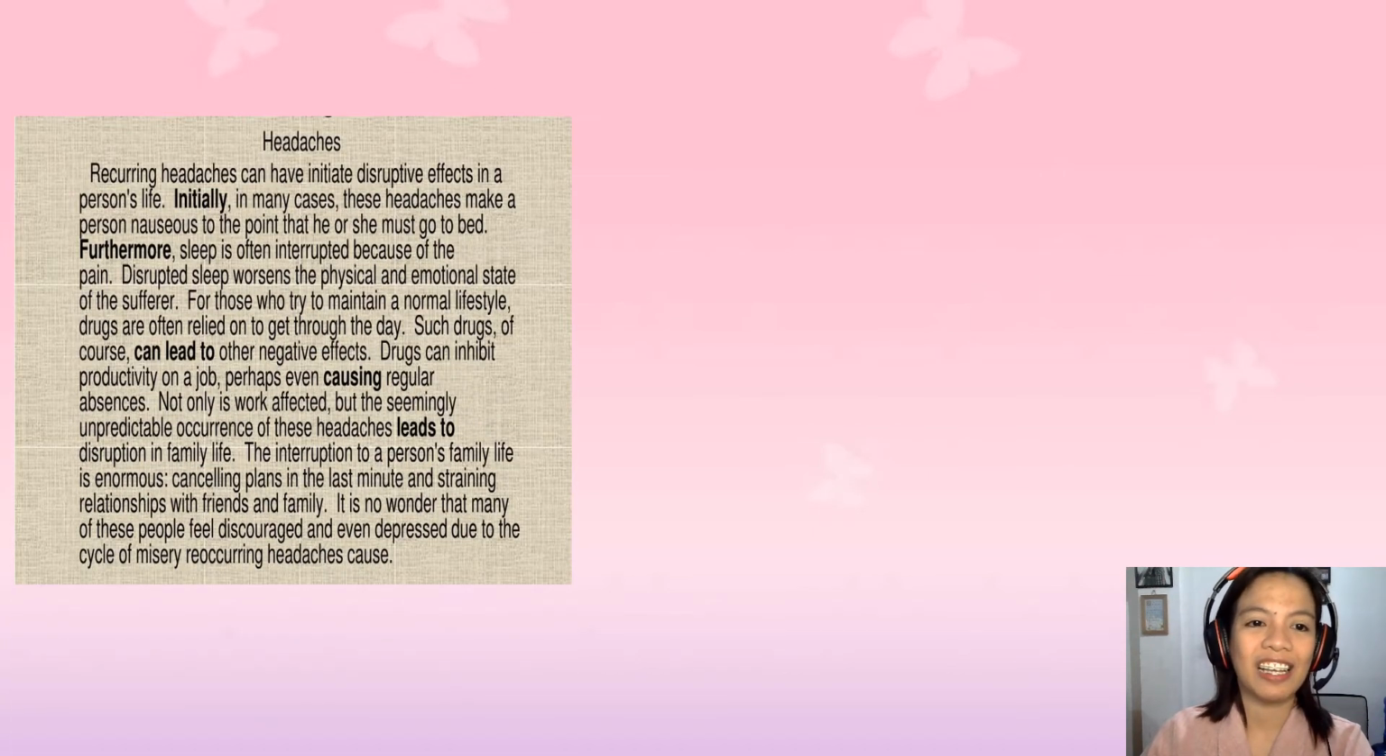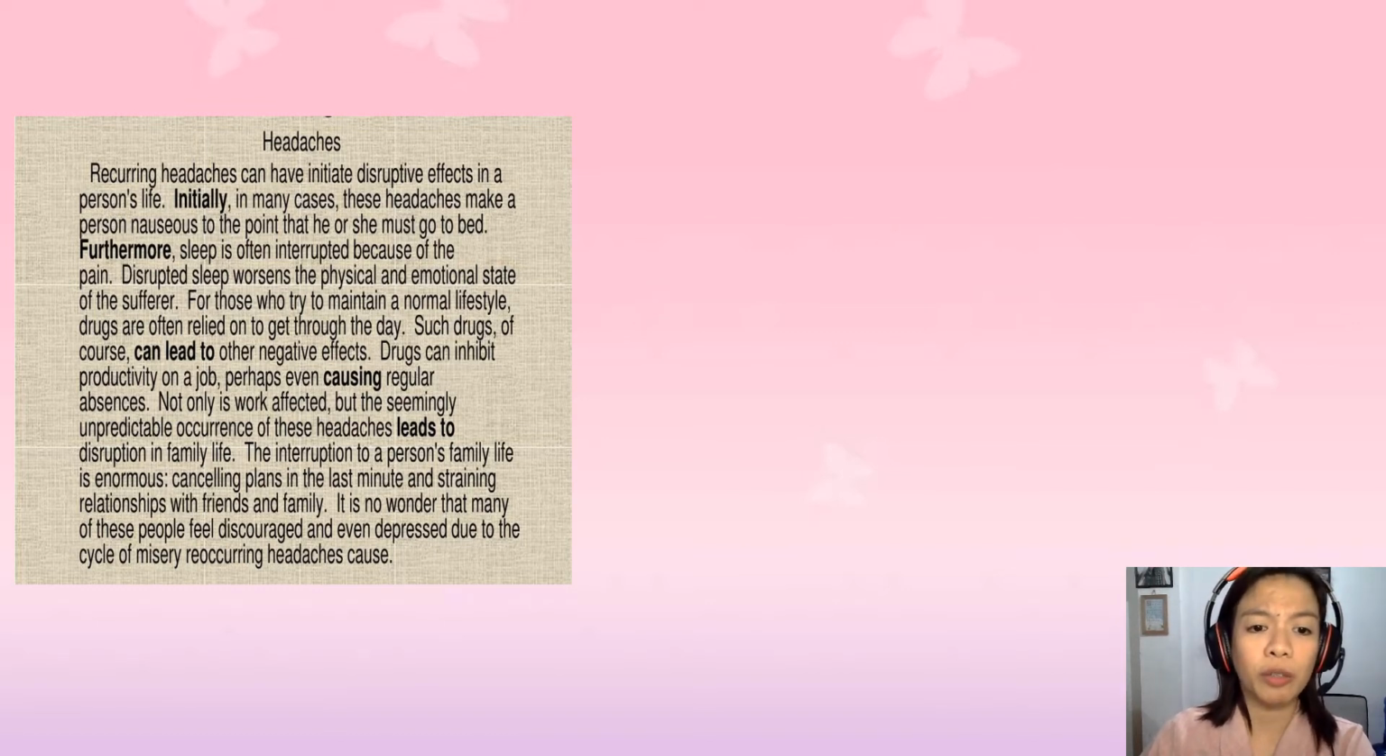Last, headaches. Recurring headaches can have disruptive effects in a person's life. Initially, in many cases, these headaches make a person nauseous to the point that he or she must go to bed. Furthermore, sleep is often interrupted because of the pain. Disrupted sleep worsens the physical and emotional state of the sufferer.